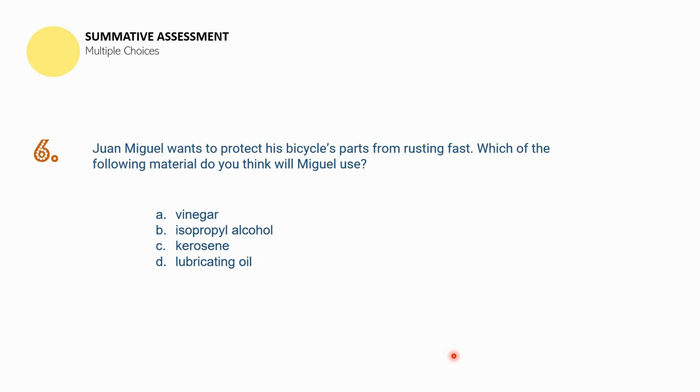Juan Miguel wants to protect his bicycle spokes from rusting fast. Which of the following materials should Miguel use? A, vinegar, B, isopropyl alcohol, C, kerosene, and D, lubricating oil. Pause this video if you need more time. If you have decided to continue, let us proceed with question number 7.